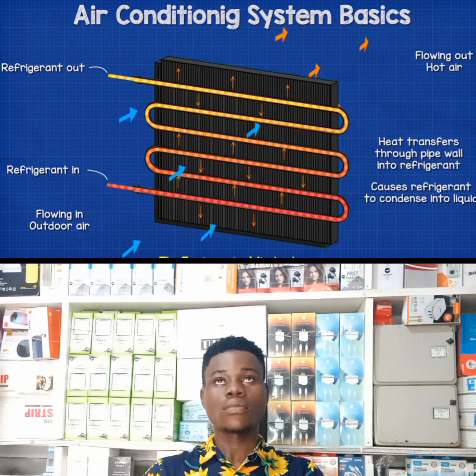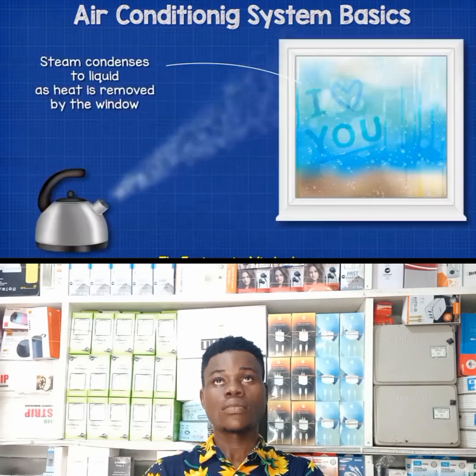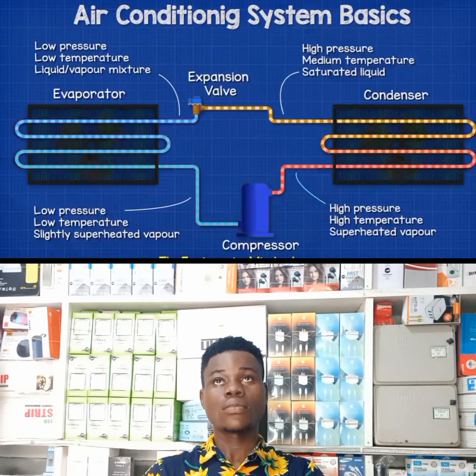As the heat is removed by the air, this causes the refrigerant to condense back into a liquid. It's a little bit like when steam hits the window on a cold day. The window is cold, so it condenses the steam from a vapor into a liquid, and then this liquid starts to run down the window. The refrigerant therefore exits as a high pressure, medium temperature, saturated liquid, and this heads to the expansion valve.